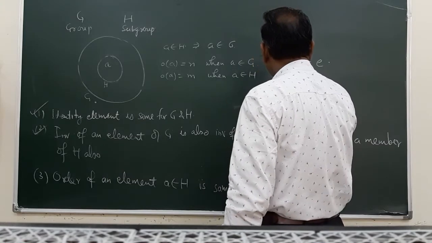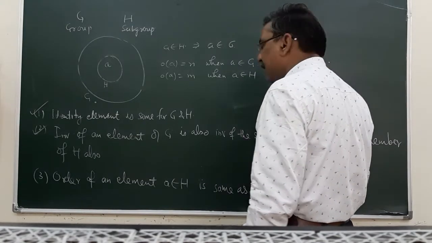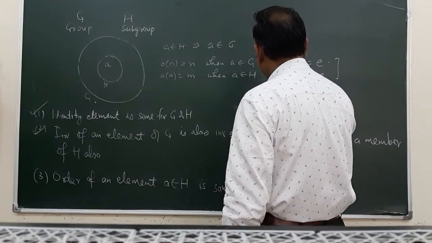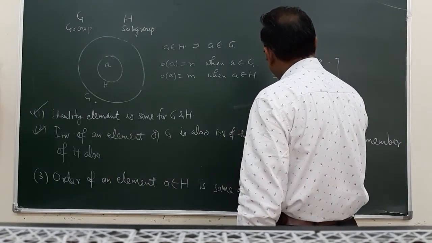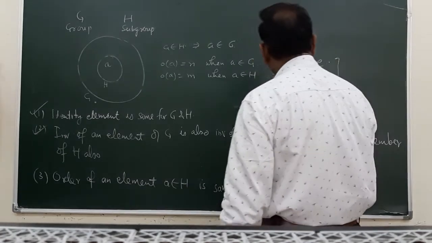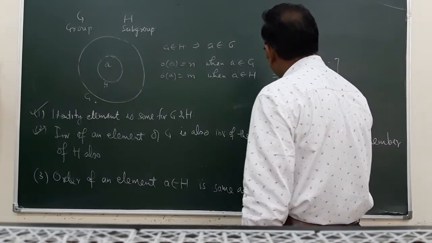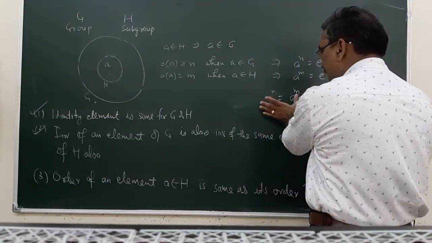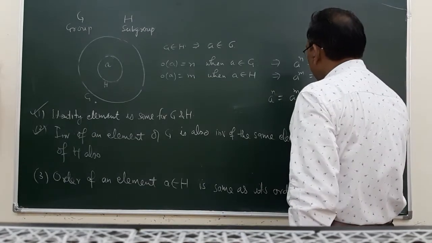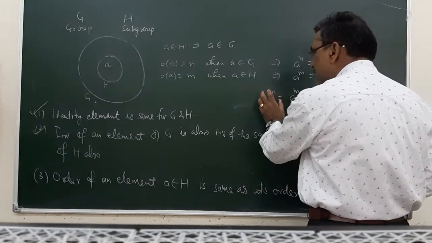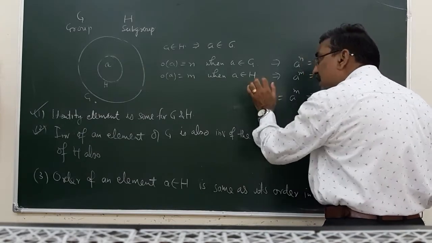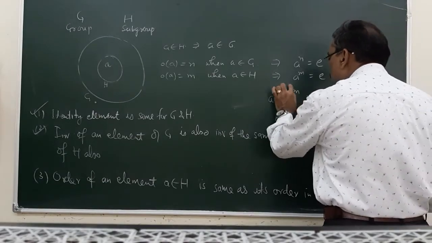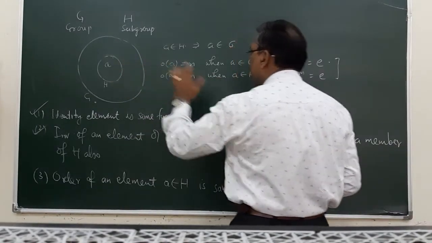Therefore this implies A raised to the power N is equal to identity, and from these two I can write A raised to the power N minus N is equal to A raised to the power N. Since A raised to the power N is also an element of G, therefore its inverse, A raised to the power minus N, belongs to H.